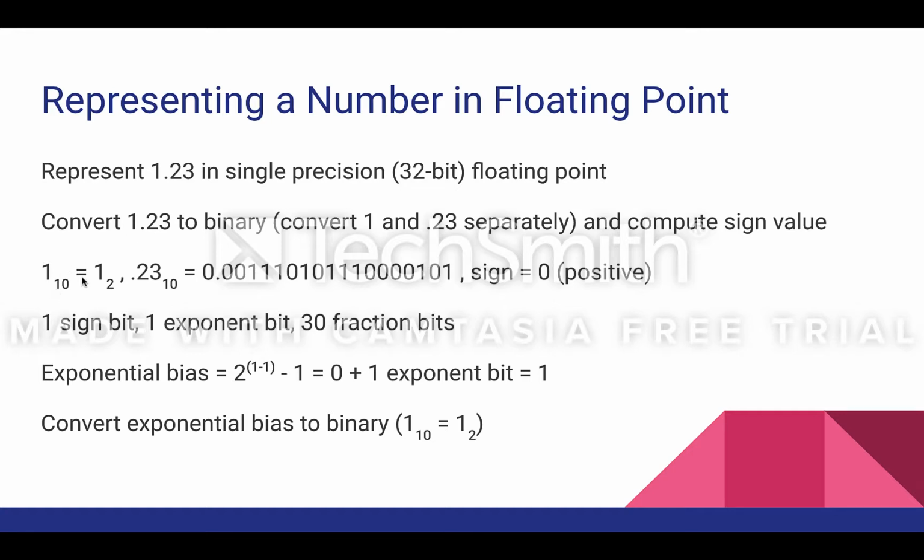1 in decimal converts to 1 in binary. It just happens to be the same for 1. 0 and 1 are the only ones that are like that. And then we want to convert 0.23 to binary in the same way we did before, and we see that it comes out to this. So this is going to represent our mantissa, this is our exponent, and this is our sign.